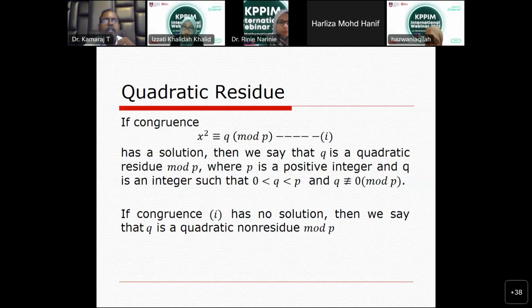An integer is a quadratic residue under modulo p if the equation 1, x square is congruent to q under modulo p, has some integer solution x. Then we can say that q is a quadratic residue modulo p, where p is a positive integer and q is an integer between 0 and p. Normally q will not be assumed as 0. If the congruence equation 1 does not have any solution, then we say that q is a quadratic non-residue under modulo p.